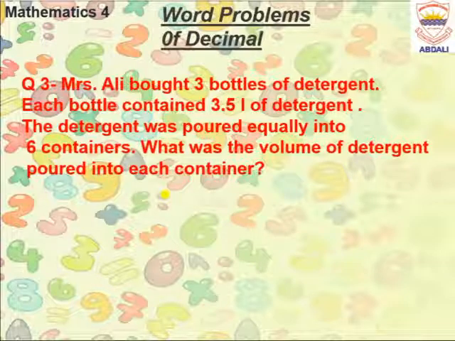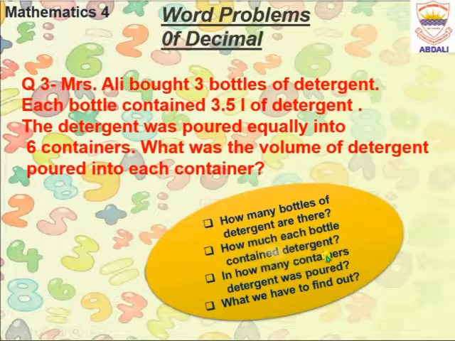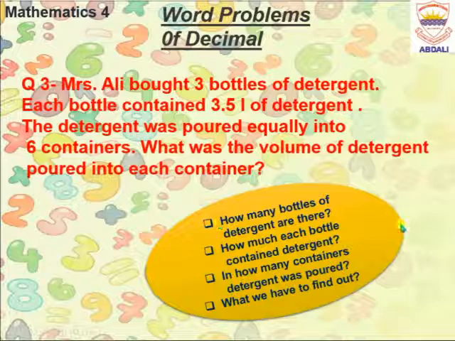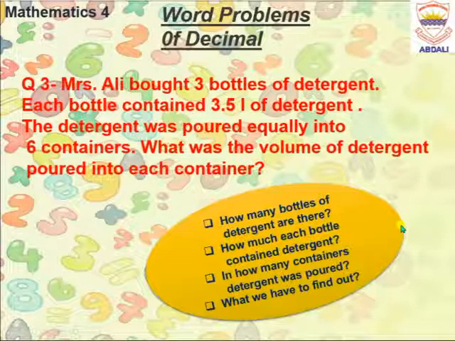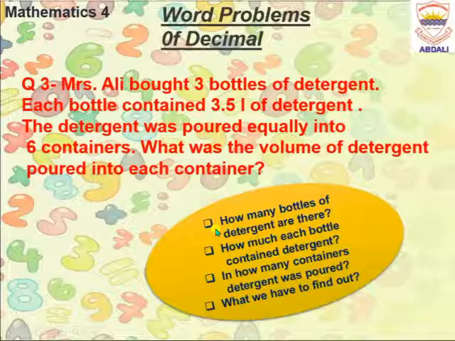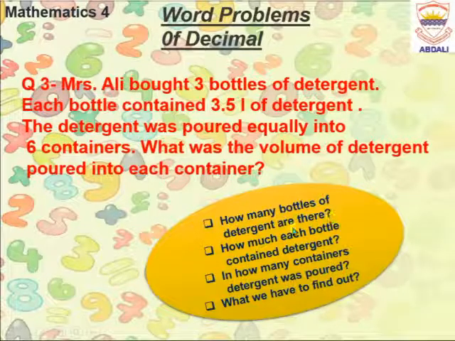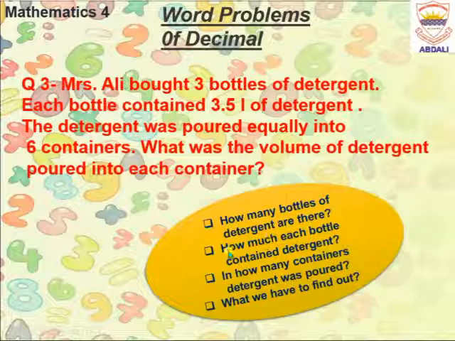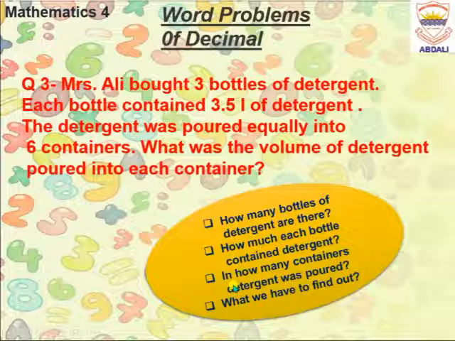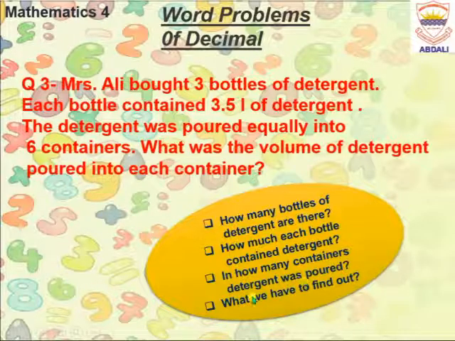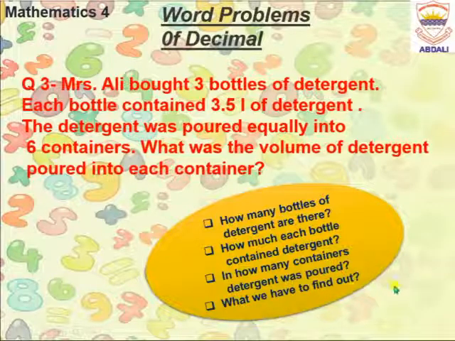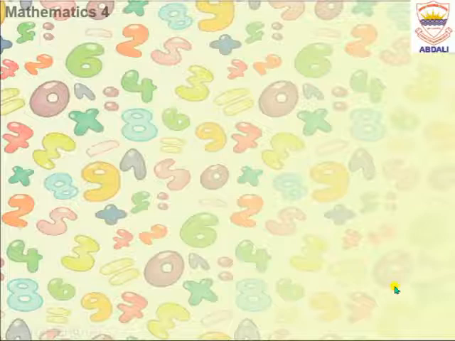So now if you know the answers of these questions, you can attempt your word problem very easily. Your questions are: how many bottles of detergent are there? How much detergent does each bottle contain? In how many containers was the detergent poured? What do we have to find out? So let's move to the solution of the problem.